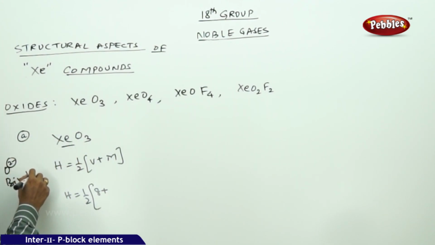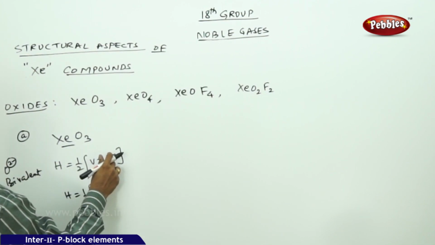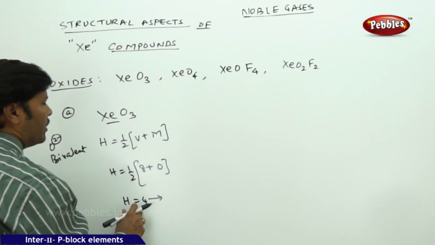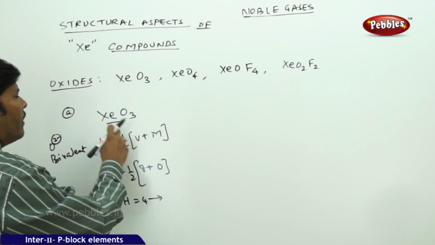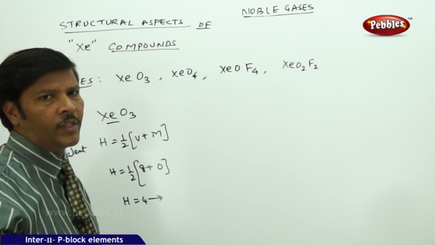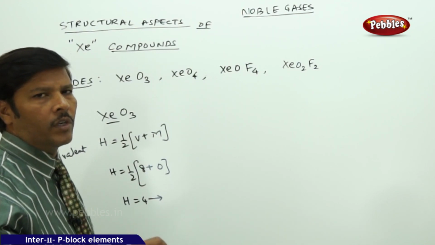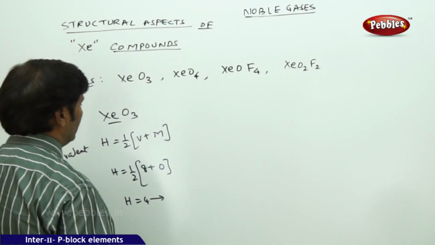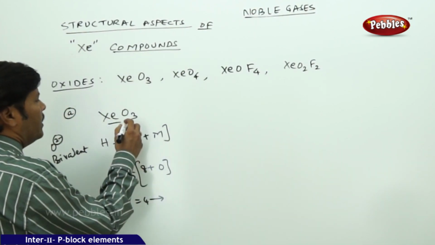So in the place of M value, M is a monovalent species, and because oxygen is bivalent, let us take the M value as 0. So here, interestingly, H is equal to 4. H is hybridization, V is the number of valence electrons of the central atom, and M is the number of monovalent species present in the given molecule in its adjacent form. So the H value is 4 here for XeO3, but you can find that the number of adjacent atoms are only 3.